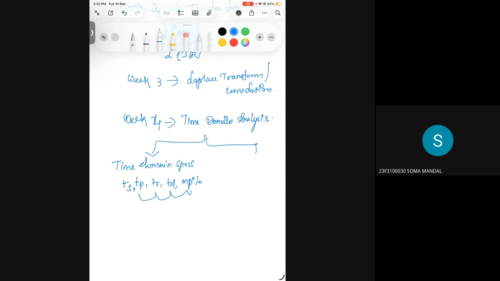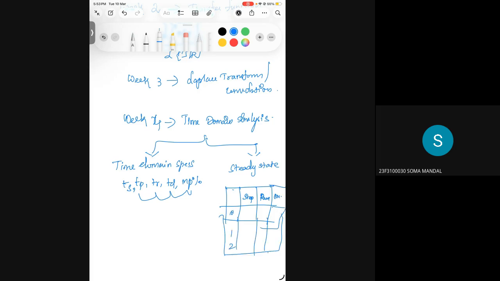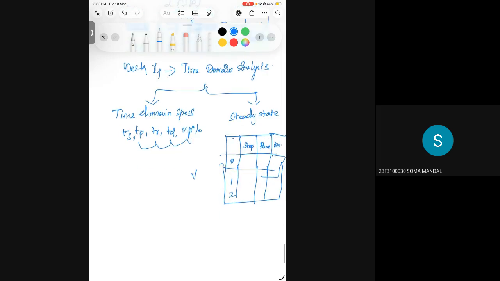The next important part is the steady state part. So for the steady state part, please go through the table. Please don't memorize the table. That is step. Next one is ramp, parabolic, and here it will be type 0, type 1, type 2. So based on this table and the final value theorem, which will be your savior, you will be able to answer this steady state error based question.